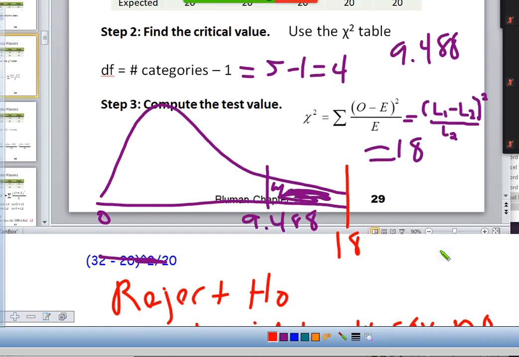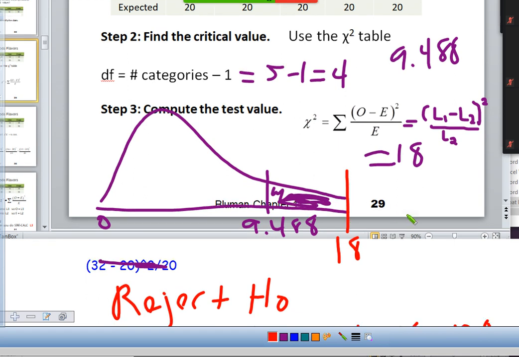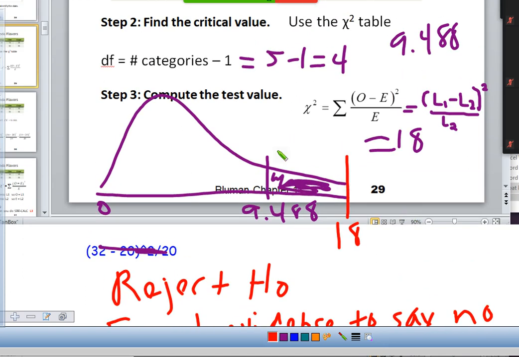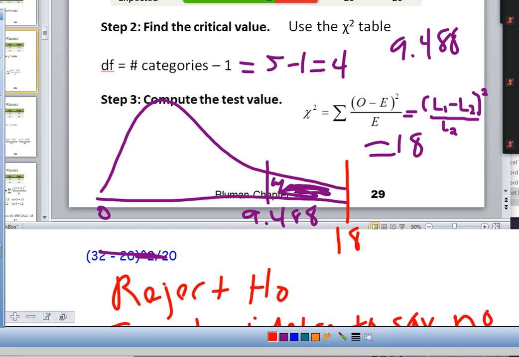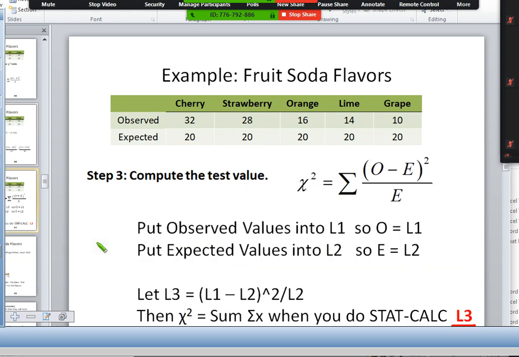Okay, so you can see it's clearly in the rejection region, right? So step 4, we're going to reject H naught. And then we have a better answer up ahead. Okay, you guys ready? I'm going to move on. I'll come back to this in a minute.